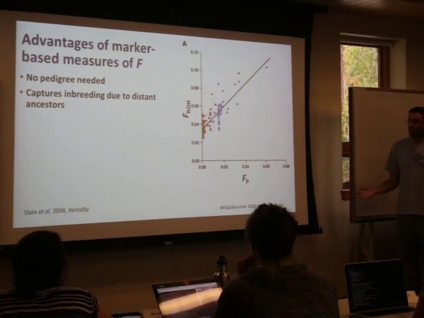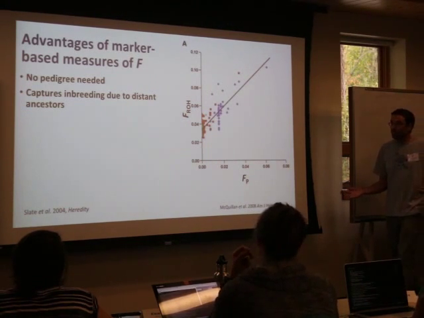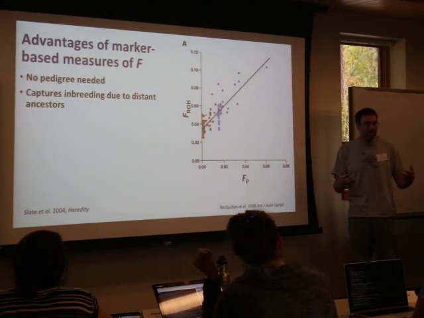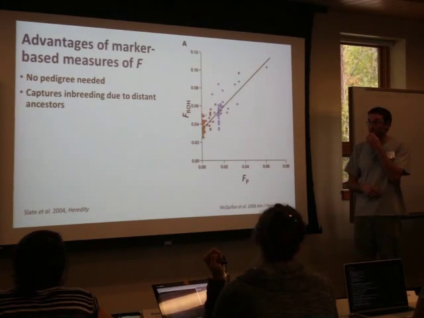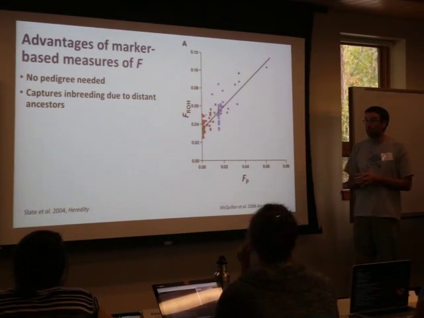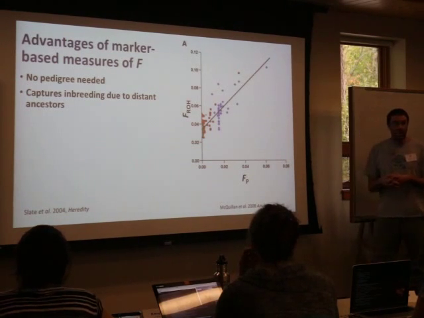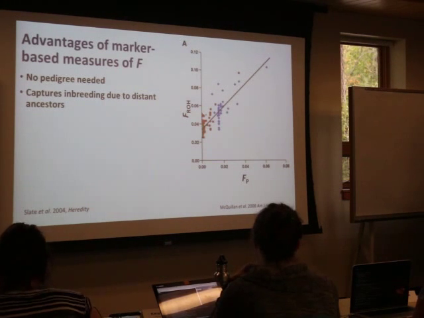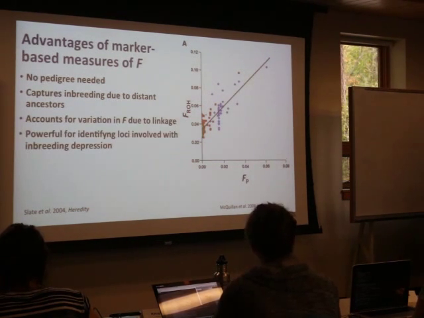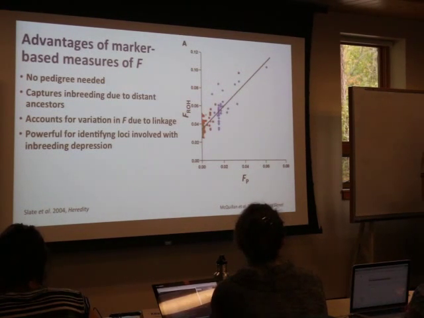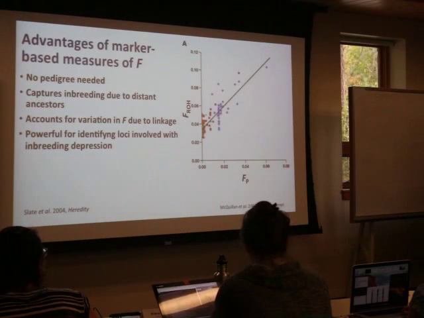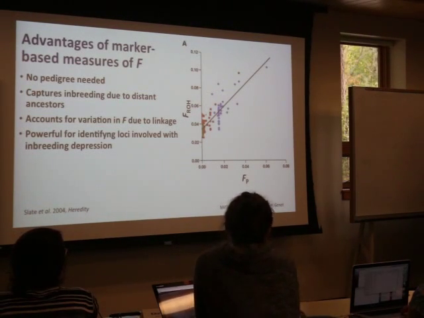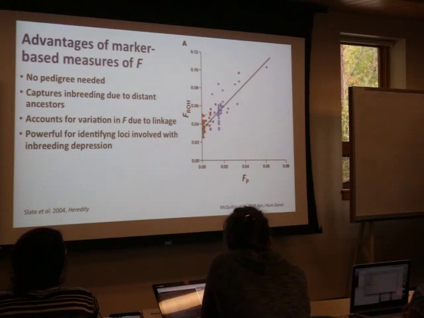So what are some advantages of using marker-based measures of F? You don't need a pedigree. You don't need generations after generations of parentage information to build. They're not necessary in order to use marker-based measures. And they also capture variation in breeding due to distant common ancestors of parents, and variation in inbreeding that arises because of linkage. And we can also use markers, in some cases, to identify loci that contribute to inbreeding depression, so we can learn about what the genetic basis of inbreeding depression is.